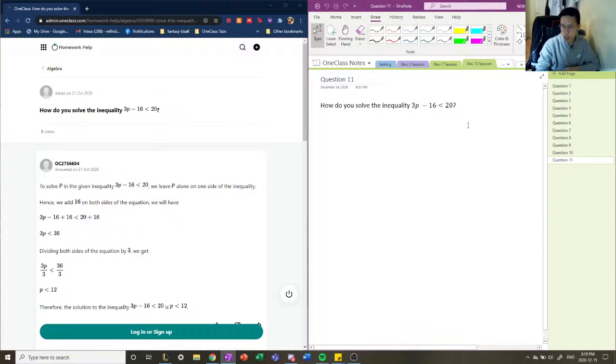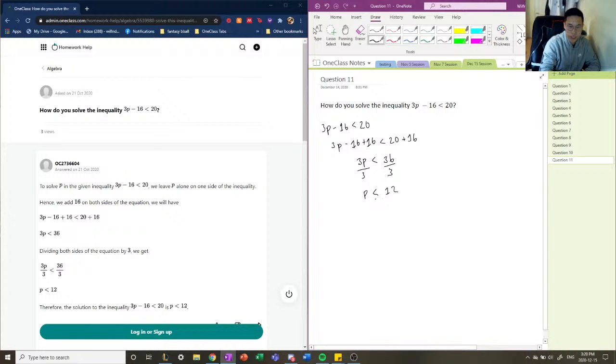So in the same way we solved question 9, we can isolate for p so that we can find the values of p which will make this inequality true. So we're going to write our inequality again, and we're going to isolate for p, okay? First of all, we're going to move the 16 to the other side by adding 16 to both sides. Okay, so we get 3p less than 36. Now we're going to divide both sides by 3, and we get p is less than 12.